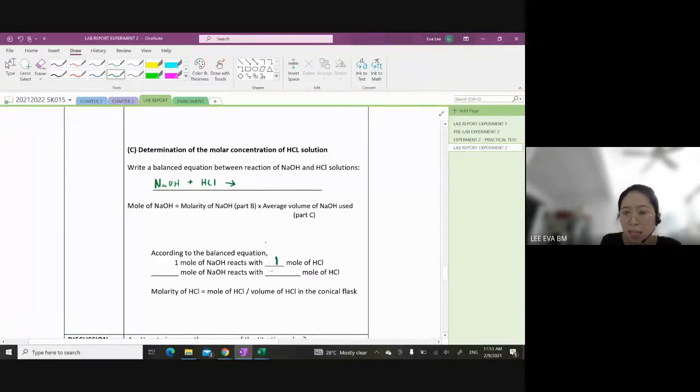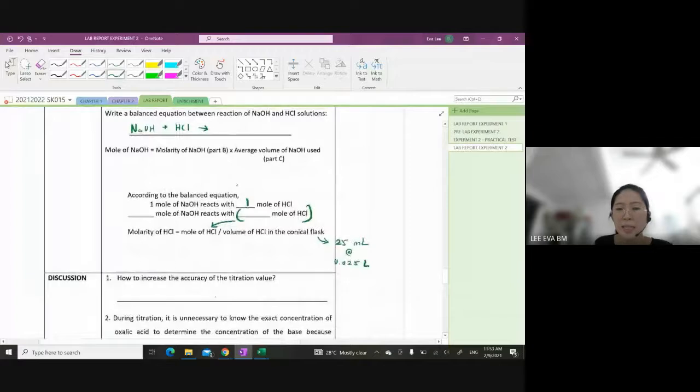So here, this is what we want to find. Once you get the mole of HCl from stoichiometry, then we will calculate the molarity of HCl. The volume of HCl inside the conical flask is 25 milliliter or 0.025 liter. So from here until here, actually this is our target. Our target is to get the molarity, but it has to go through oxalic acid and the NaOH standard solution, then only we will get the molarity of HCl.